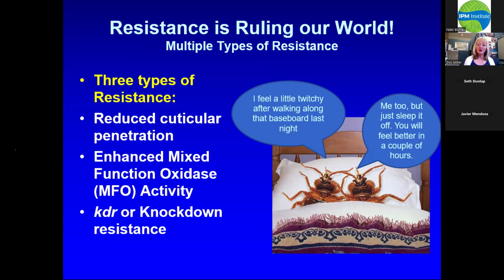And then there's KDR resistance. Most of our insecticides are pyrethroid chemistry, okay, that work on the alpha subunit of their nervous system. And the bed bugs we have selected for now, we've killed all the ones that had the normal alpha subunit. And now we only have these that have a mutation on that subunit so that the pyrethroid molecule can't attach to their nerve system anymore. And basically, they just don't respond to it. Like this bug is saying, I feel a little twitchy after walking along the baseboard last night.